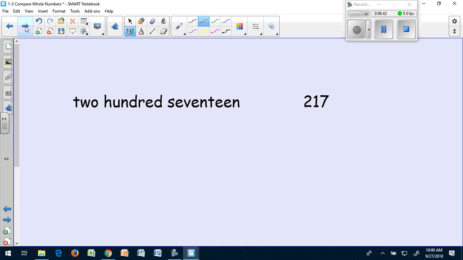You should have written the number 217. And when you saw that, you would see that it's exactly the same number as the other side. So for this one, I'm going to put 217 equals 217. Nice job.